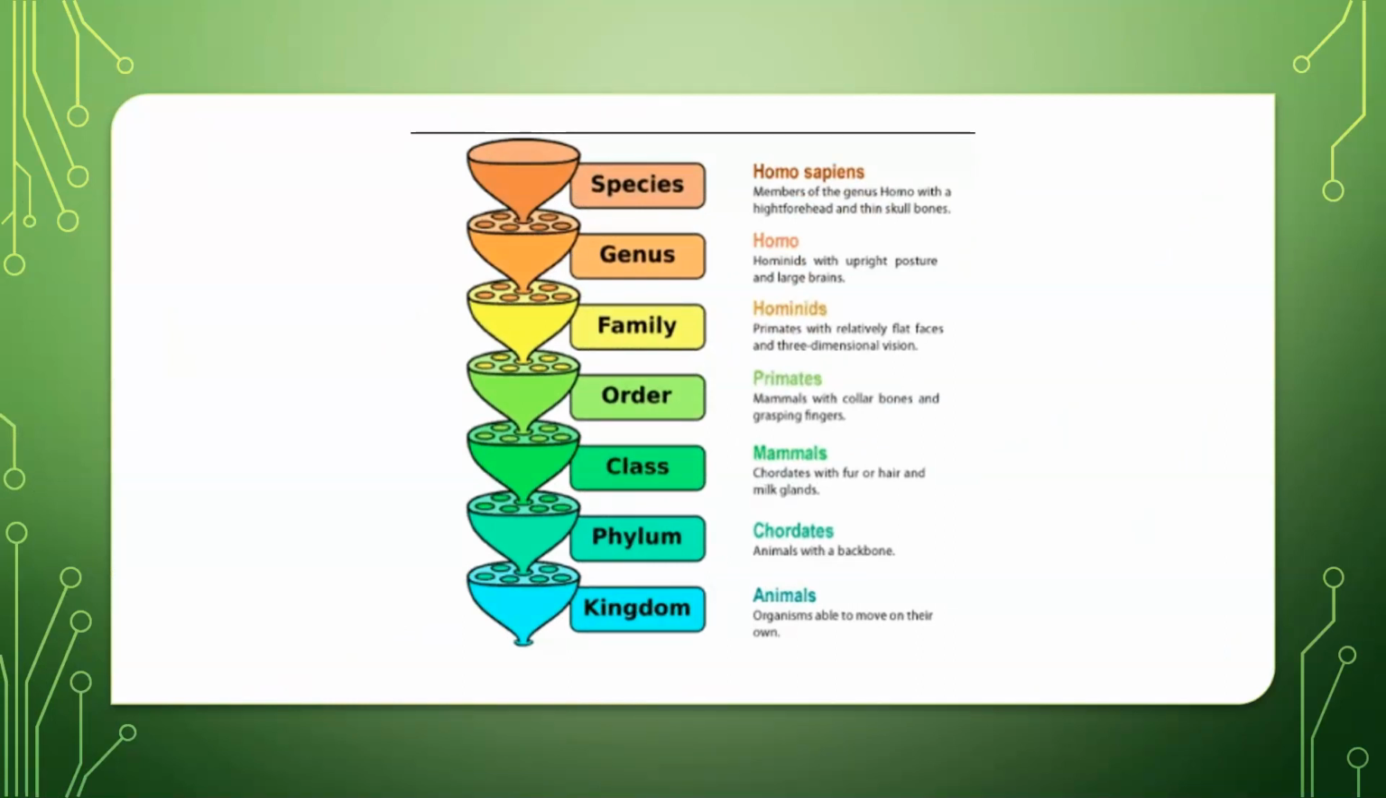Here we've got our example of Homo sapiens in order of classification. The species is Homo sapiens, the genus is Homo, the family is Hominidae, the order is Primates, the class is Mammalia, the phylum is Chordata, or backbones, and the kingdom is Animalia, the animal kingdom.